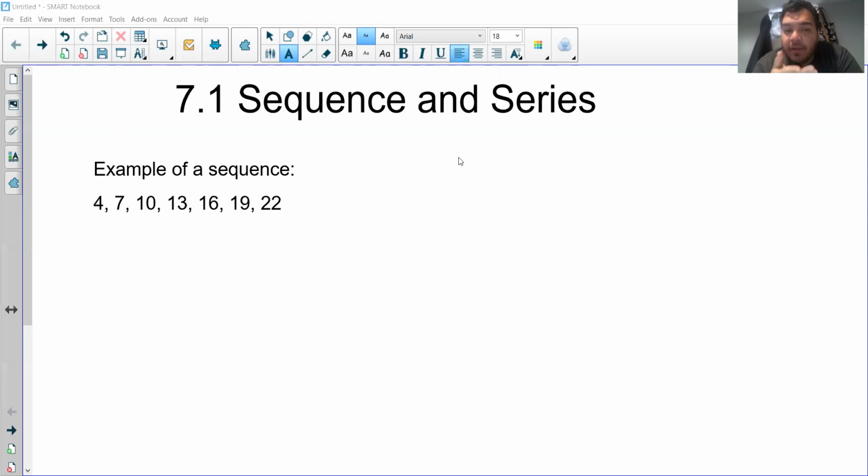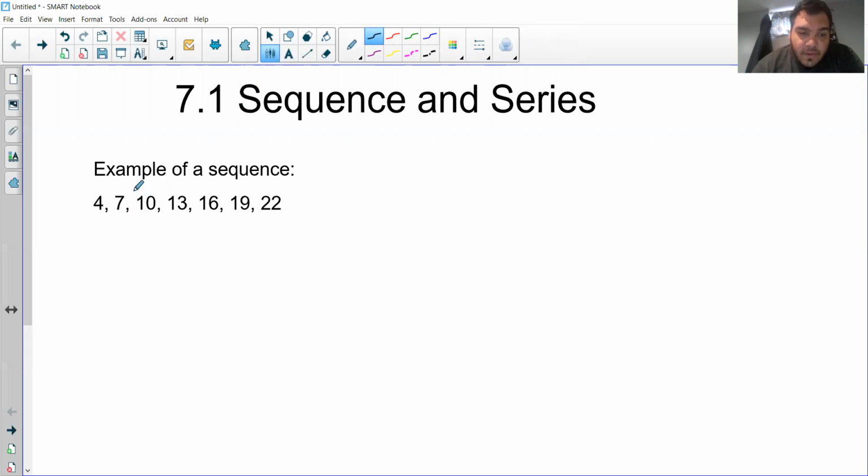So I have an example here of a sequence. So the sequence is 4, 7, 10, 13, 16, 19, 22. Anybody could speak up. What's the pattern that's going on here? Plus 3. So you're adding 3 each time.